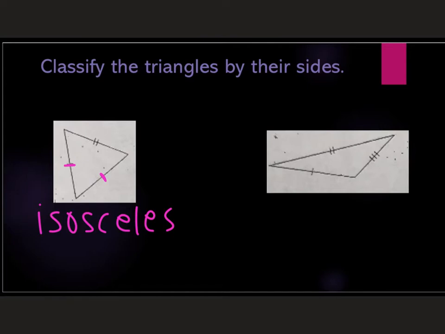And then looking at our second one, notice we have 1 dash here, 2 on that side, and 3 on that side. That lets me know that all three sides are different. When all sides are different, that would be a scalene triangle.